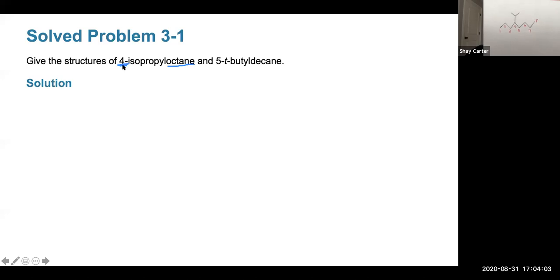See if you can see that. And the Y-shaped is our isopropyl group. So we have carbon, carbon, carbon, and it's attached to the parent chain at the center carbon. Okay, so that is 4-isopropyl octane. So then let's talk about 5-tertiary butyl decane.